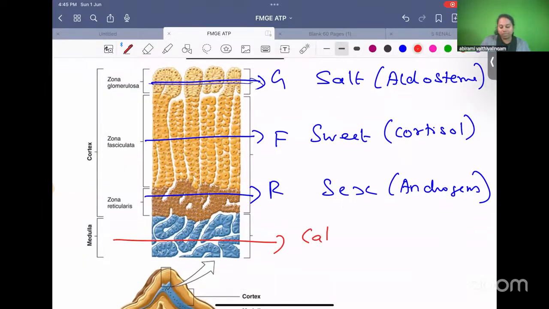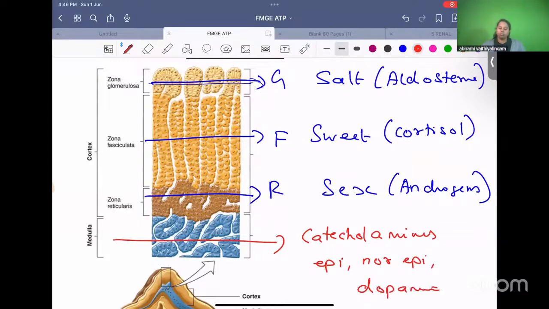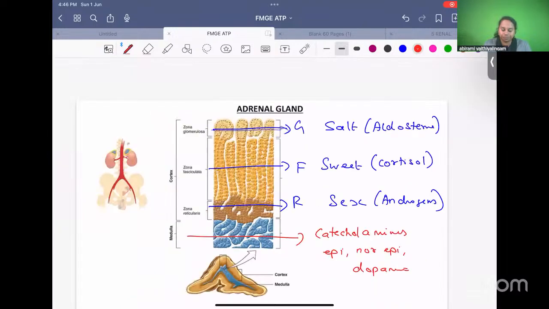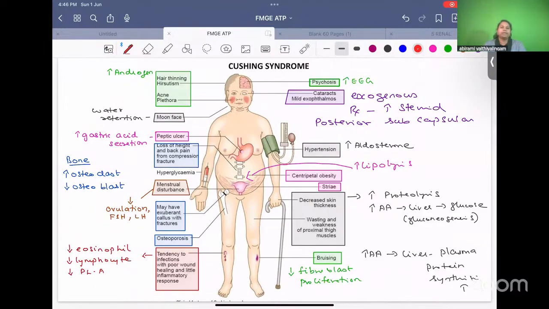What about adrenal medulla? Medulla produces catecholamines. What are the catecholamines? Epinephrine, norepinephrine, and dopamine. These are the hormones produced by the adrenal medulla. One important disease of the adrenal gland is Cushing syndrome.